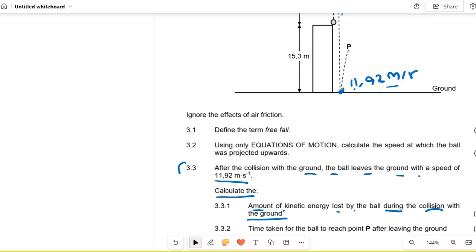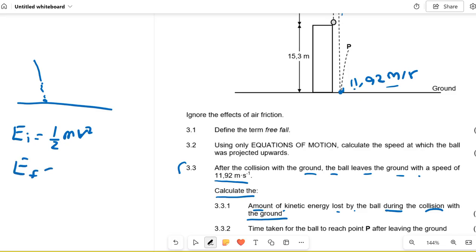I'm sure the ball came from up there and then it hit the ground. Just that instant before it hit the ground, it had gained maximum speed. So they want to know how much kinetic energy the ball had just before it hit the ground. Let's call it kinetic energy initial. And then the kinetic energy after it hit the ground and bounced up.